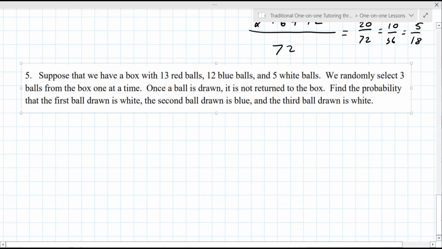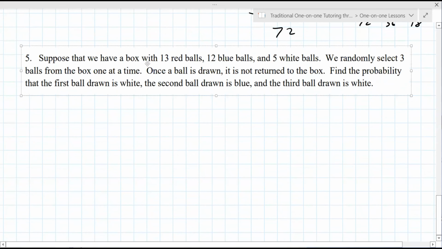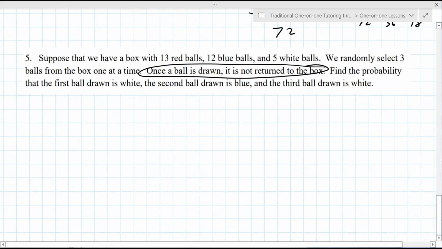Okay, suppose we have a box with 13 red, 12 blue, and 5 whites. So that's 30 total. We select 3 balls from the box one at a time. Once a ball is drawn, it is not returned to the box. There's no replacement. That's what that means.